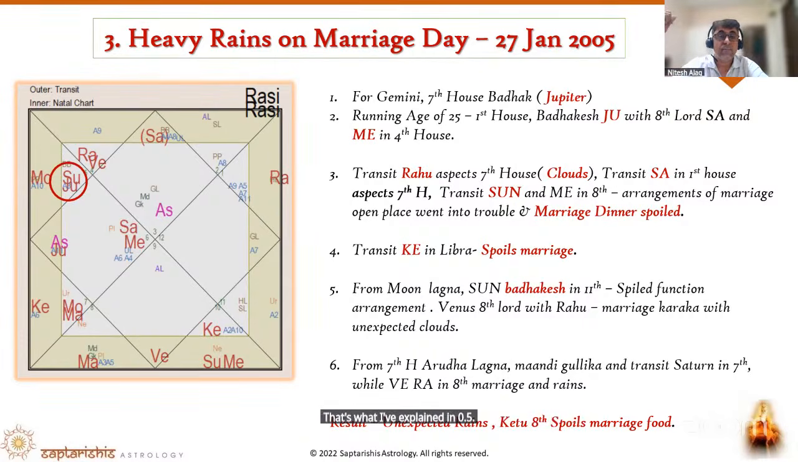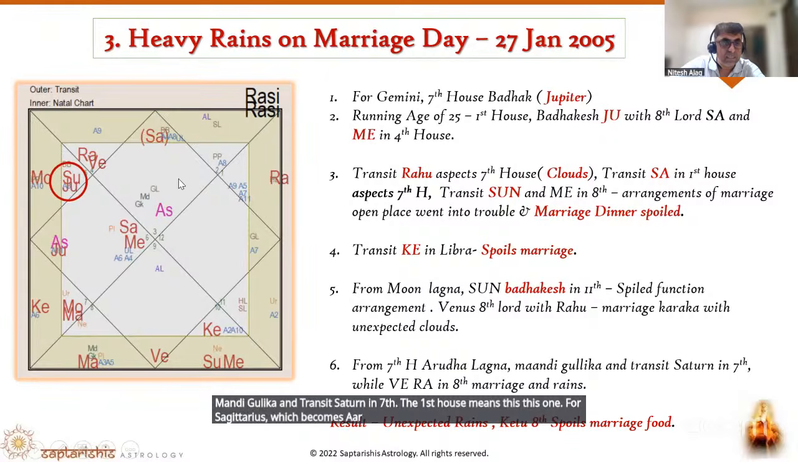Point 6. From the 7th house, Arud Lagna. Arud Lagna, if you can see in the 7th house, AL is written. Mandi Gulika and transit Saturn in 7th. The first house means this one. For Sagittarius, which becomes Arud Lagna, the 7th is this one, Gemini. So this is also there.